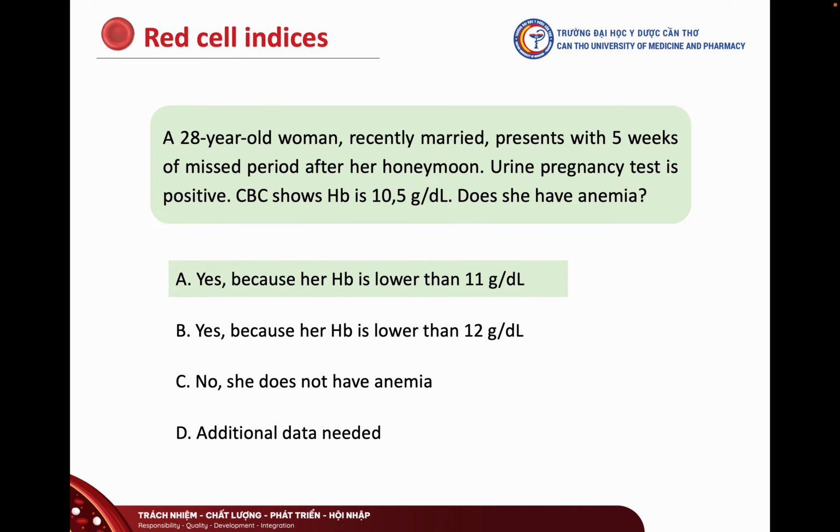Yes, because her hemoglobin level is lower than 11 grams per deciliter. And here's the important point. The World Health Organization uses a single cutoff of 11 grams per deciliter for all pregnant women, regardless of trimester. This helps ensure consistency in clinical diagnosis and global research. Even though we know the hemoglobin level may fluctuate throughout the pregnancy and may not be very different from non-pregnant women in early pregnancy.